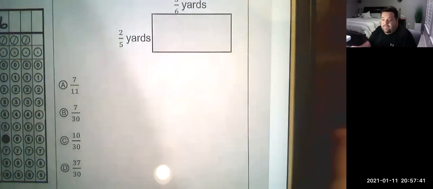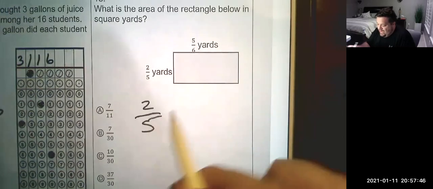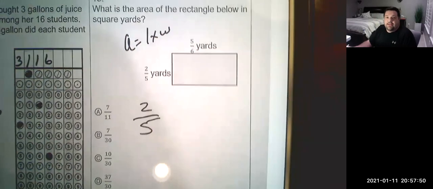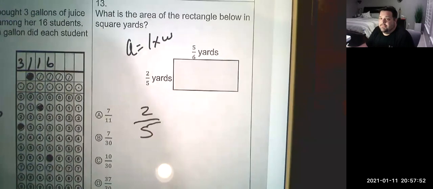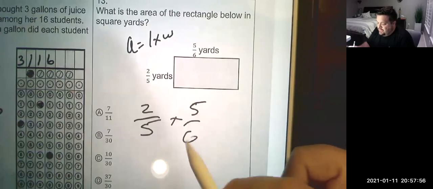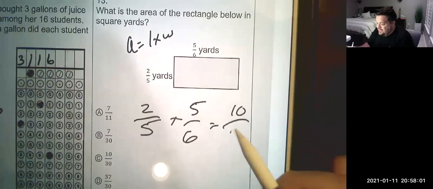The next one, you're finding area again. So all you have to do is take 2/5. You have to know that area equals length times width. We've been doing that since 2nd grade. So don't let the fractions confuse you that they're there. And all you do is set it up. And then remember, multiplication is the best one, right? Because you just multiply across.